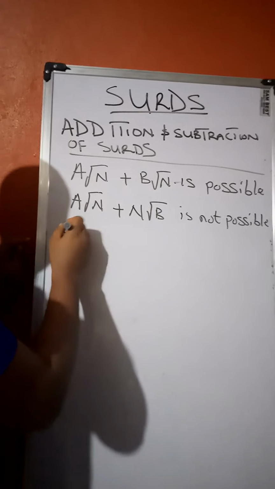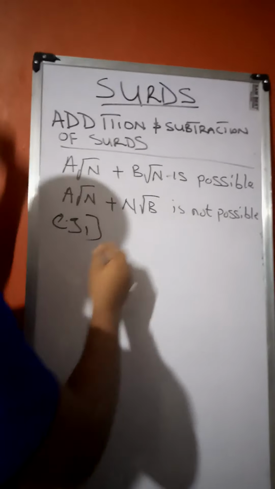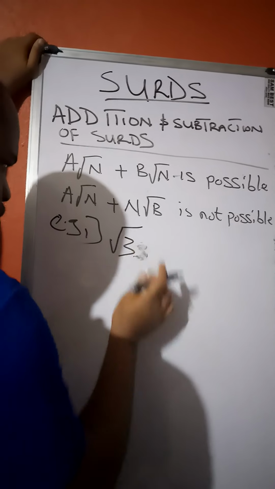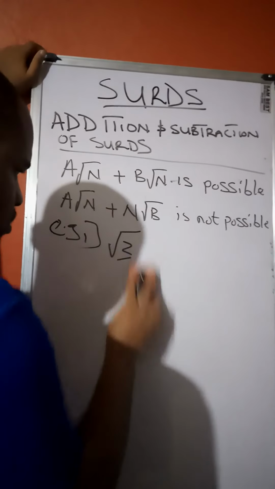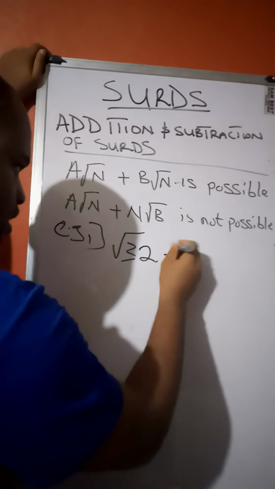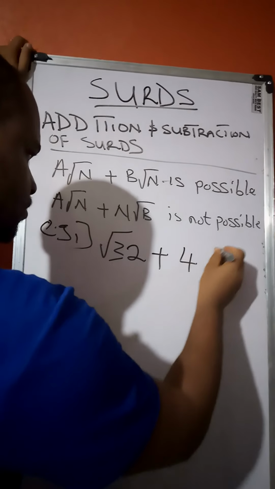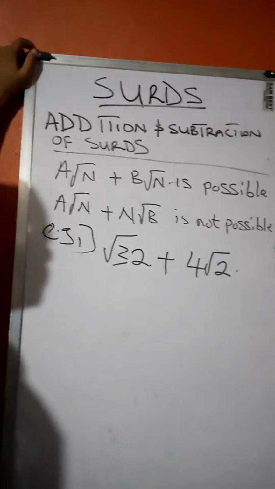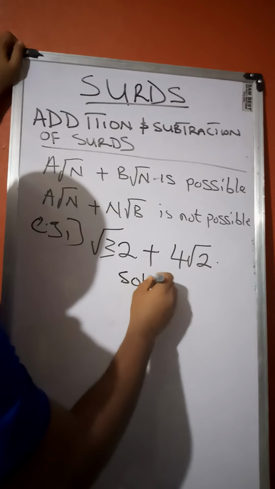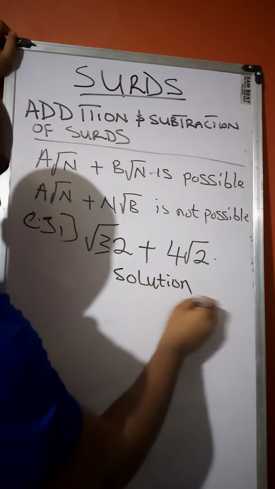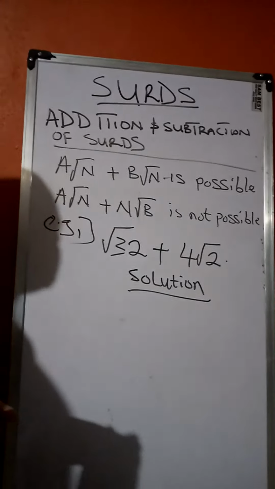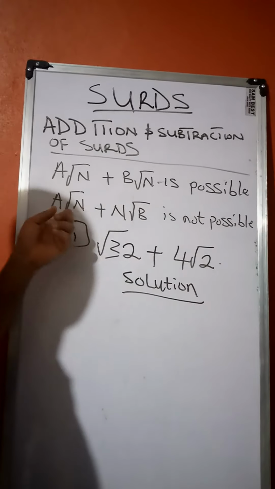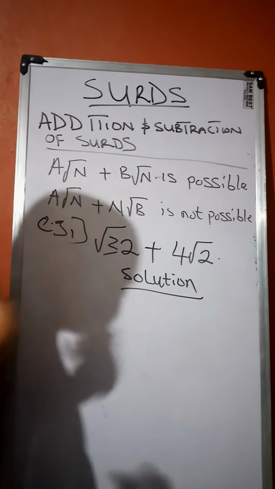So our example 1. I am giving root 32 plus 4 root 2. You see, I should simplify this. Now look at the solution. I know if you look at this question now, you might just assume inside the root here is 32, inside the root here is 2. You want to assume it is not possible. But look at this very well.